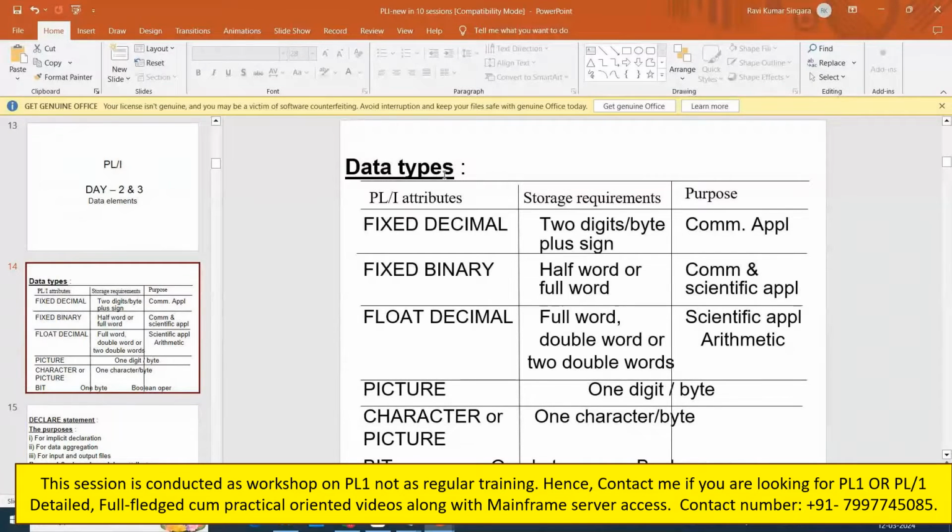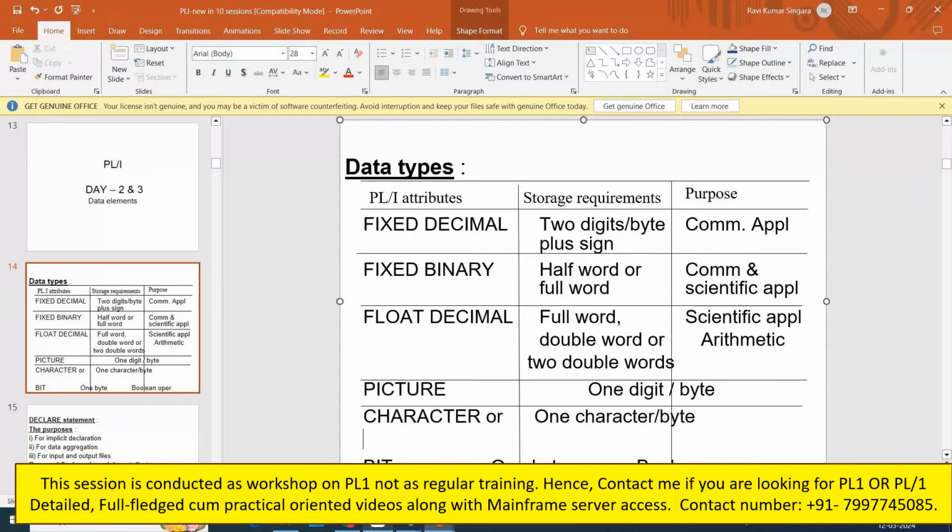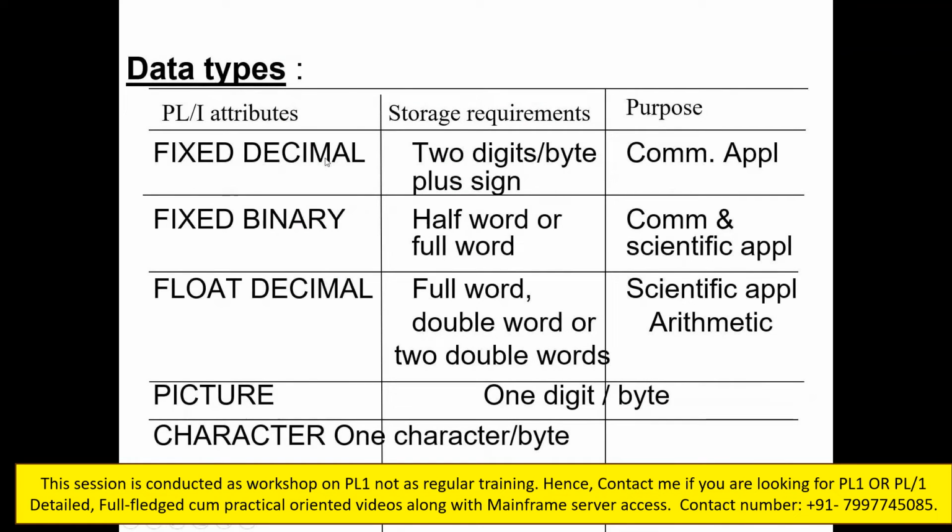There are different data types. One is fixed decimal, fixed binary, float decimal, float binary, and picture, character, bit. These are the main data types in PL/I.